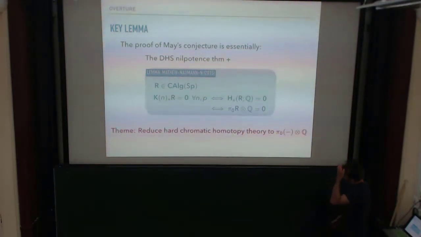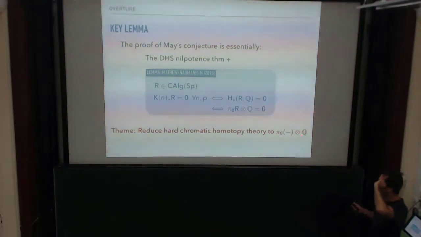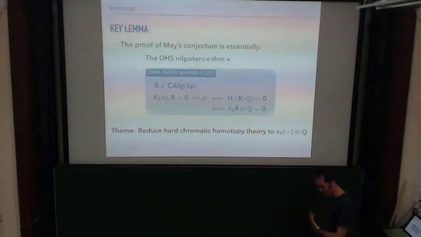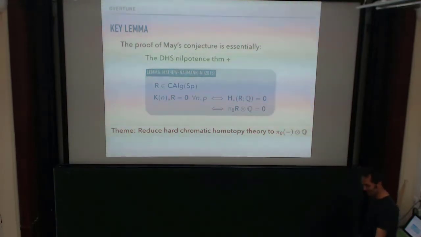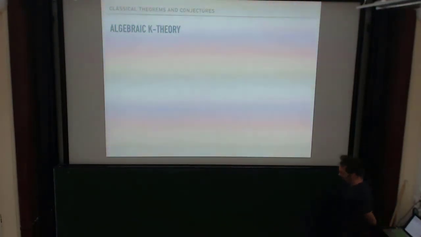So the general theme of this talk will be to reduce hard questions in chromatic homotopy theory to easy questions about pi naught tensor Q. Look at a given problem, try to find the obstruction to something being an equivalence, and show, oh wait, this obstruction is really a module over the 0 ring, and so I'm done, the obstruction will vanish. So if that was all hard for you, then this is an easy slide to take us back.